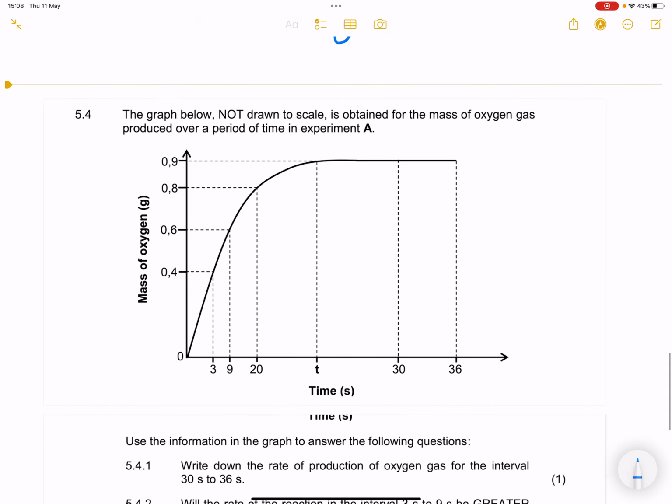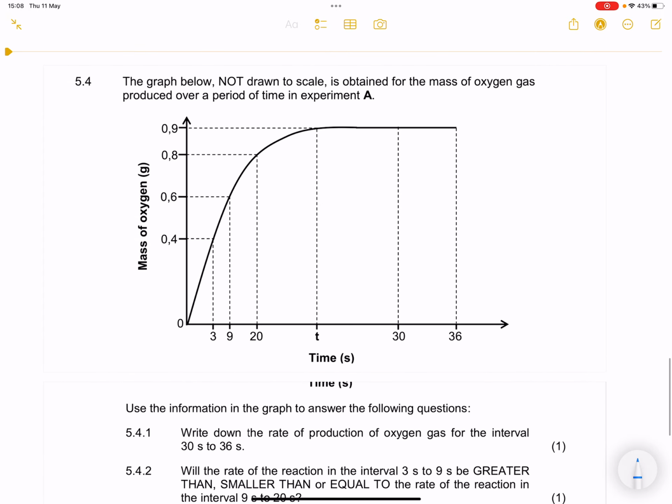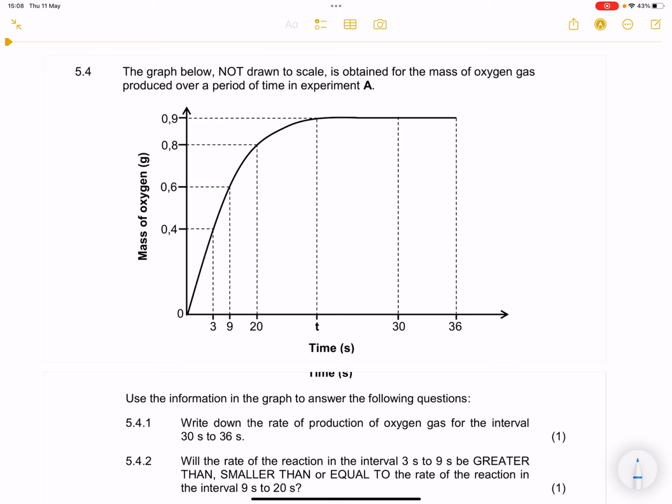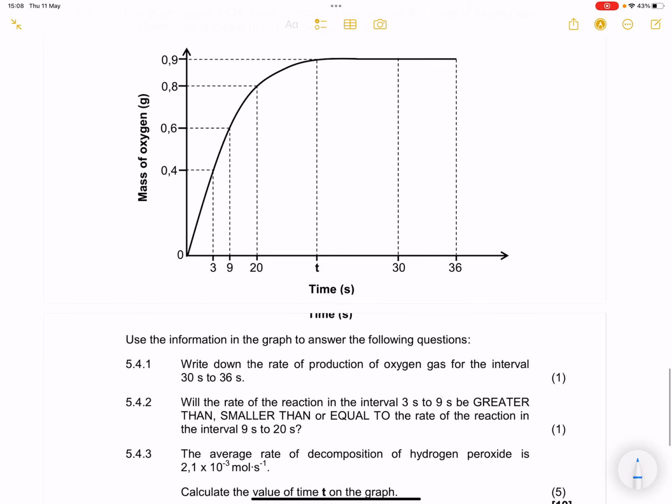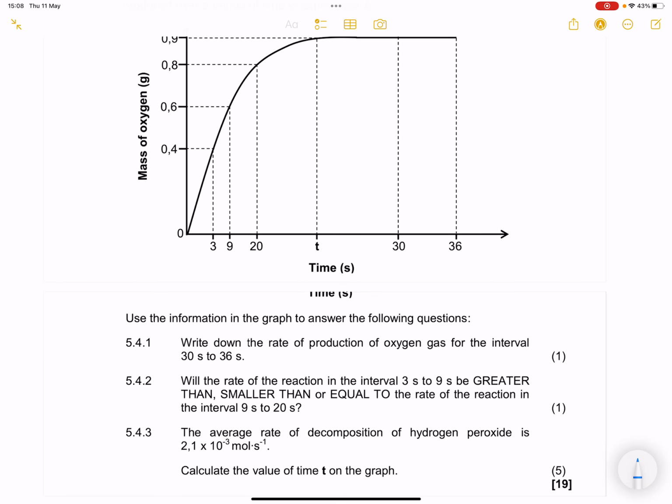Okay, now let's go on to the next question. They said the graph below, which is not drawn to scale, is obtained for the mass of oxygen gas produced over the period of time in experiment A. So we're dealing with experiment A. They say use the information in the graph to answer the following questions. Write down the rate of production of oxygen gas for the interval 30 to 36.